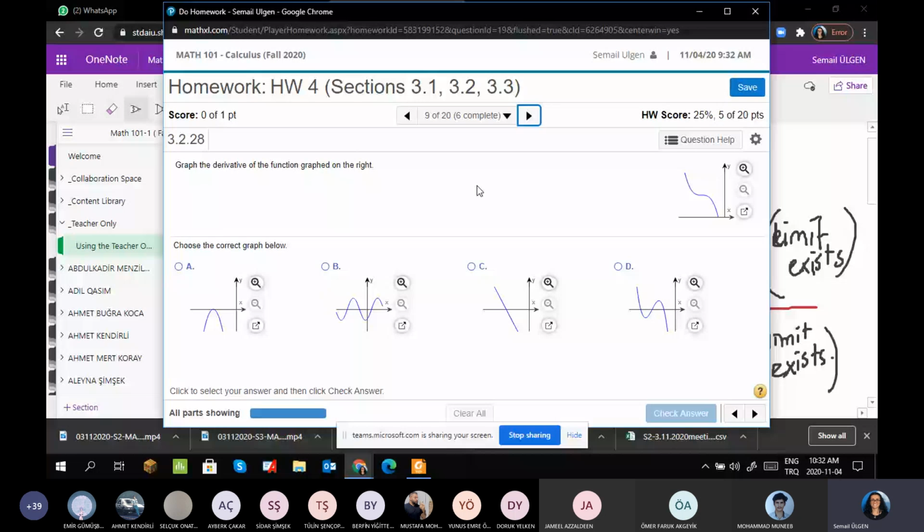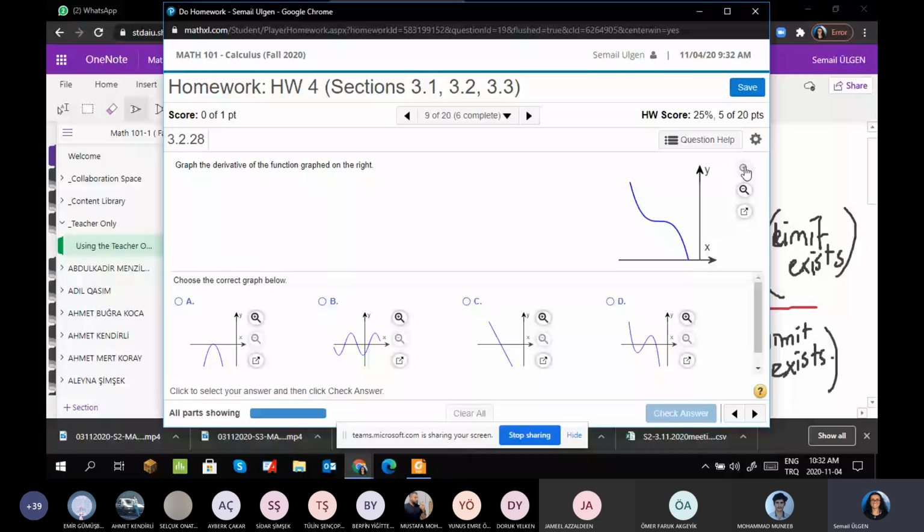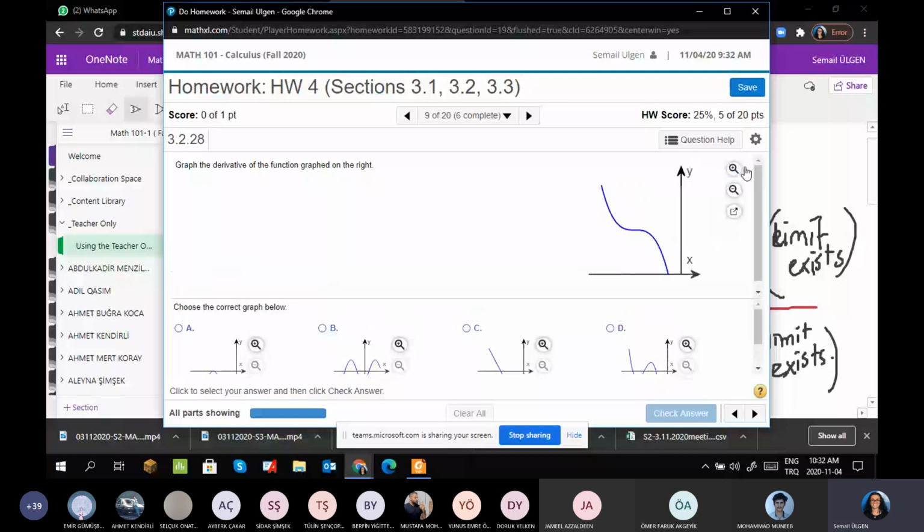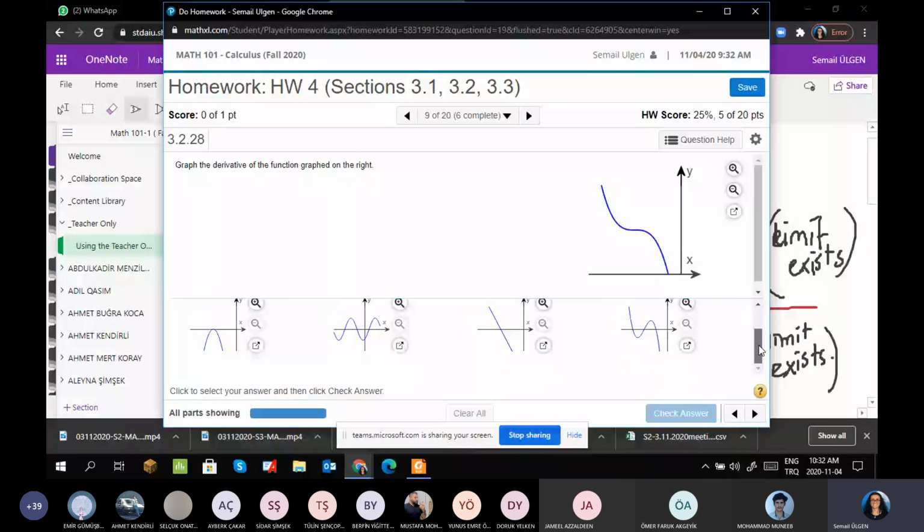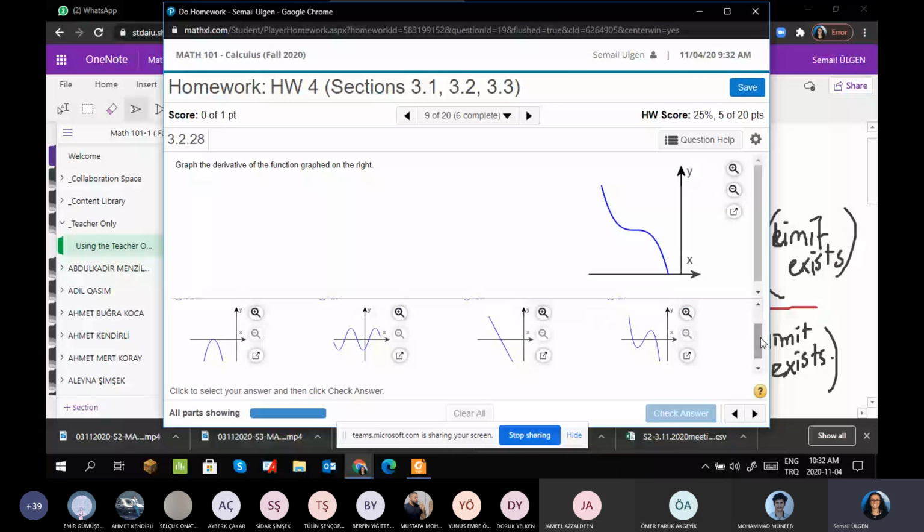Graph the derivative of the function graphed on the right. Now we have, this is a good thing. I mentioned this in my lecture too. So here, this is the graph of f. And what they want you to do is draw the graph of f prime. This is kind of challenging, but there are a couple of parts you have to be careful about. If you pay attention to these details, then you don't have to worry. The answer is going to be just coming in front of you.